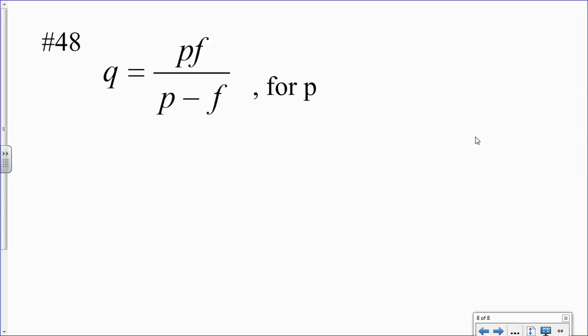So we have another problem here from 1.6 on solving for a specific variable. In this case, we want to solve for p. When we have variables in the denominator, multiply by the LCD. That's just, in general, variables in the denominator, and you're solving, multiply by the LCD. In this case, that's just p minus f. So we'll multiply both sides by p minus f.